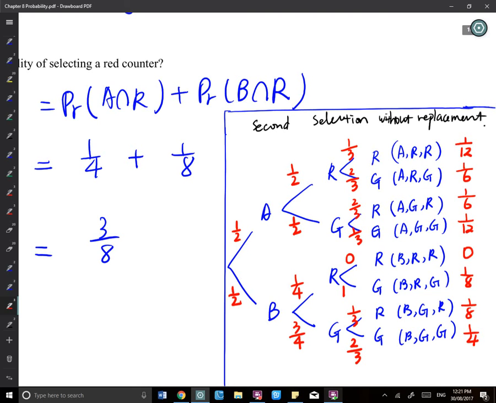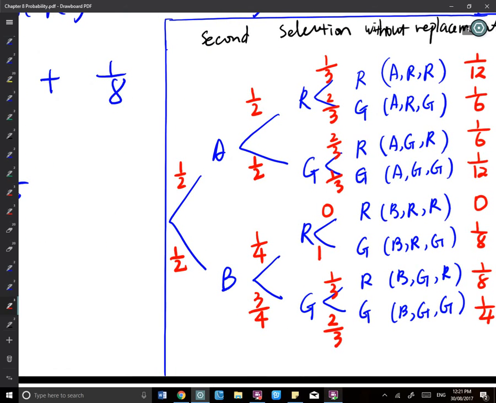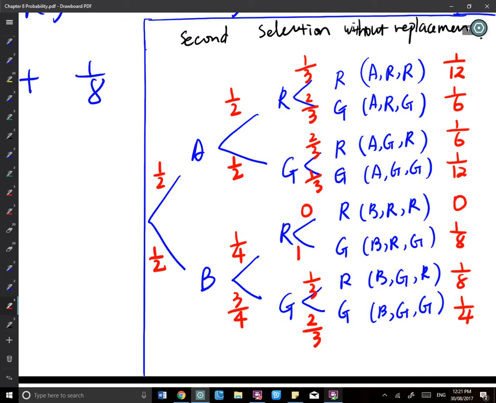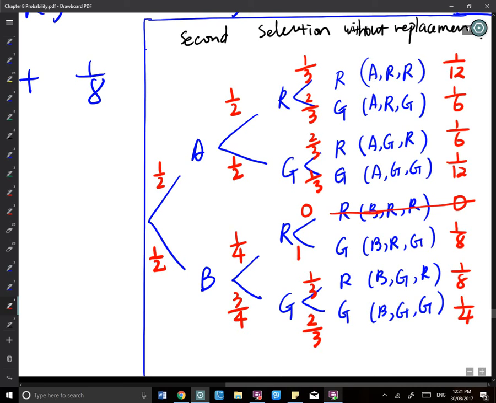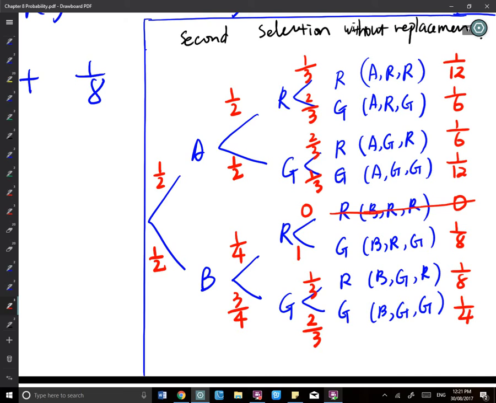If you have finished, you should have something that looks like that. There's a probability of zero, so actually there are only seven outcomes. You can just ignore that one because it has a probability of zero. There's no way to get two red counters from box B without replacement. So you only have seven outcomes, and they're not equally distributed, so the probabilities will look like that. With the order, you select box A, then the red counter and then a green counter. That's the meaning of the second one.